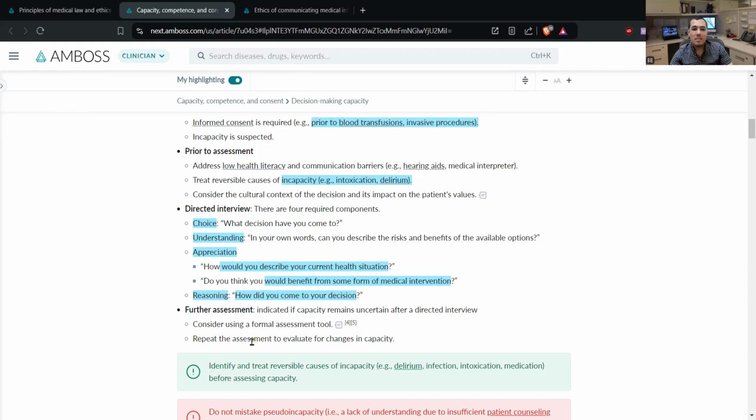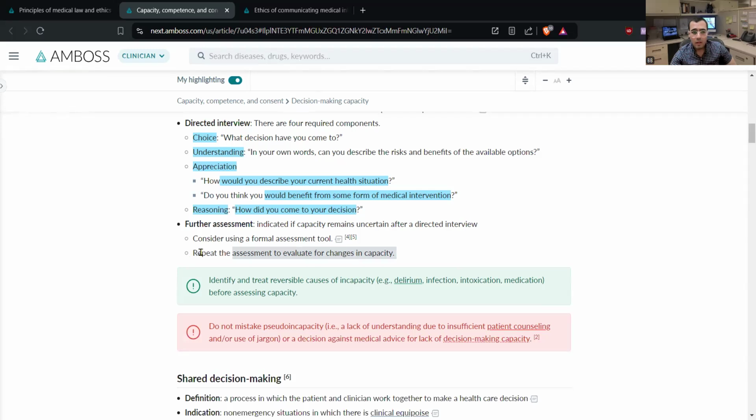The second thing is to repeat the assessment to evaluate for changes in capacity. If the patient has alcoholic intoxication and I mistakenly assessed that he didn't have decision-making capacity, now I can treat him and then repeat my assessment to determine whether or not he has decision-making capacity.